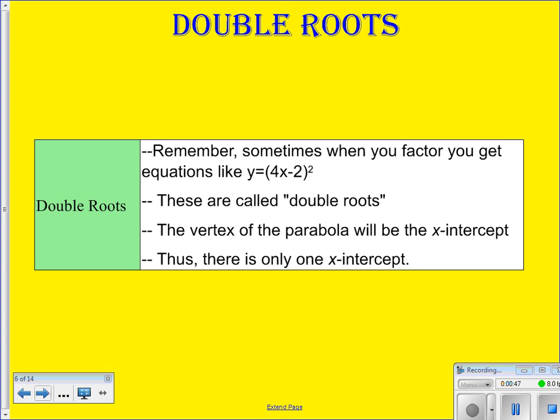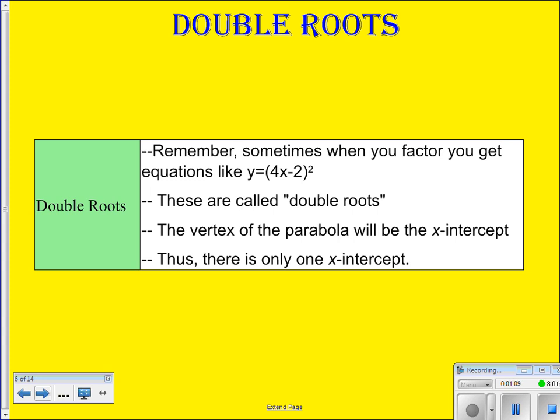Well, that also can affect your graph. Last notes we learned how to do it in intercept form, which is where we use that factored form to find our intercepts. But if we factor and we get the same number, then we only have one x-intercept. So that changes how we do things. And it means it's only going to touch the graph once.